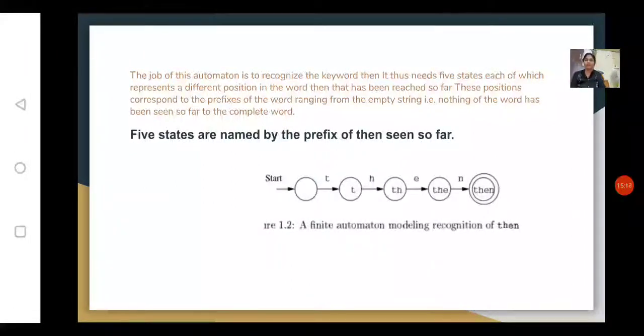So after first being given T, it moves to another state, small t. Then after H it moves towards TH. Then after giving the next letter E, it moves to another state. After accepting the final letter, that is N, it moves towards the final state, that is the accepting state.